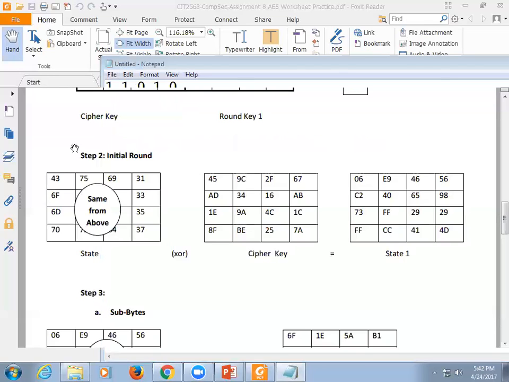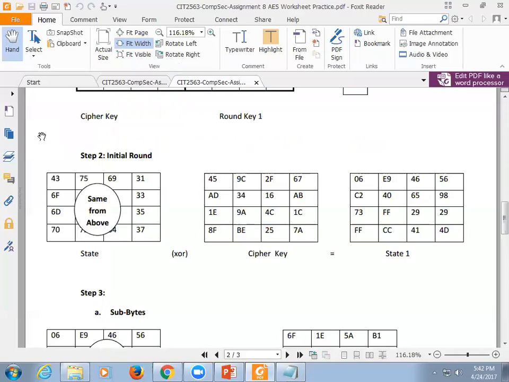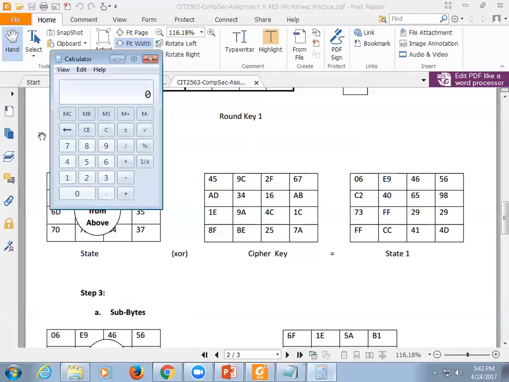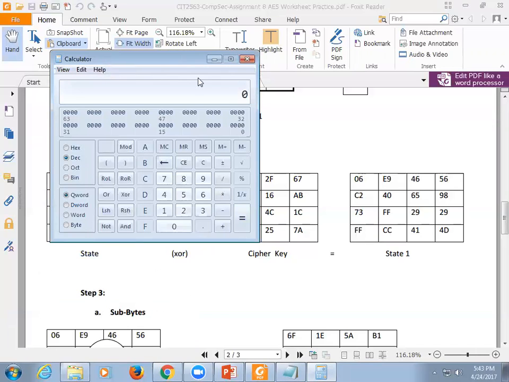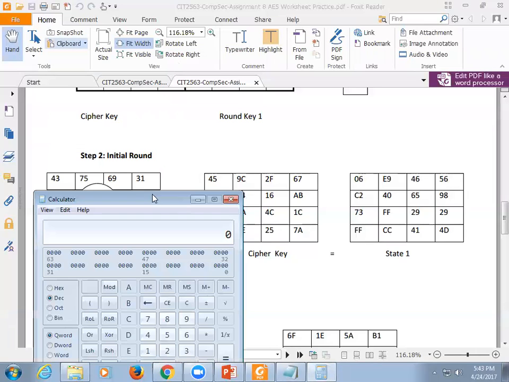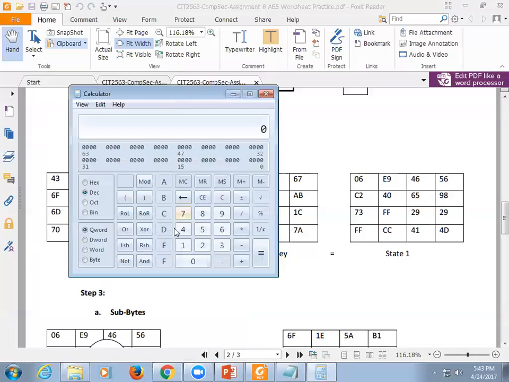That's how it works. Now, I'm going to show you something here that's going to help your life, but it could also cause you great pain. Inside of Windows Calculator, there's a programmer option. You can take this programmer option and XOR. For instance, let's XOR this 43 and the 45, the top left ones. Make sure you're in hex. 43 XOR 45, you get 06.